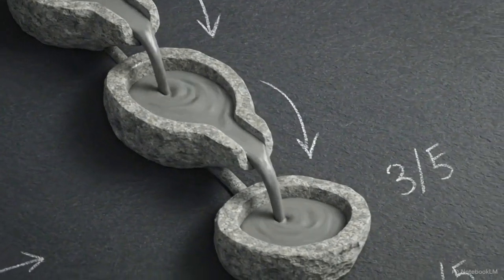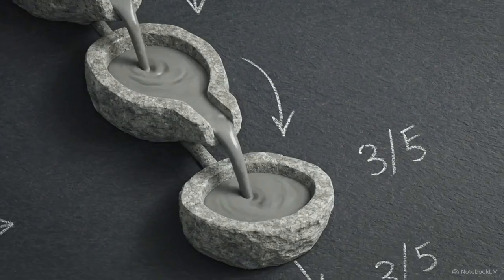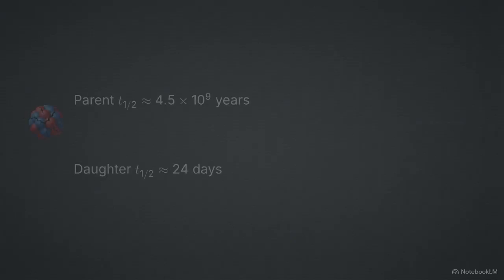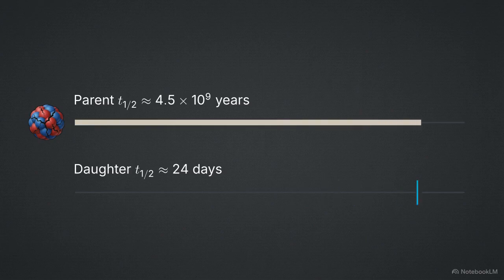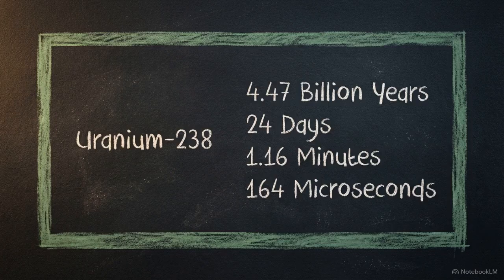Given enough time, this system will eventually settle into a steady rhythm. That steady rhythm is called secular equilibrium. For a decay chain to reach this state, the parent isotope at the top of the chain must have a half-life vastly longer than any of its subsequent daughter products. Uranium-238 possesses a half-life of 4.47 billion years, while its intermediate daughters decay in a matter of days, minutes, or milliseconds. It perfectly satisfies this requirement.